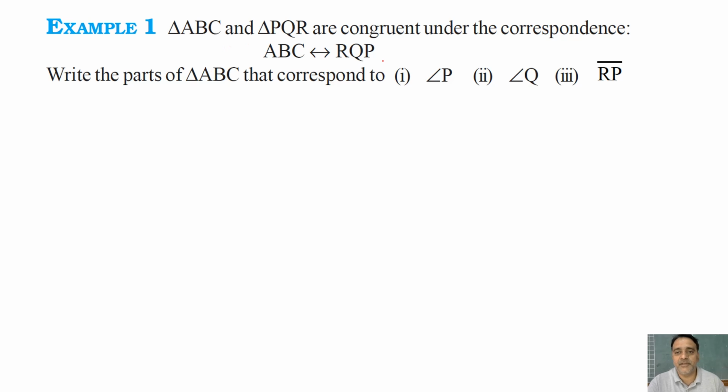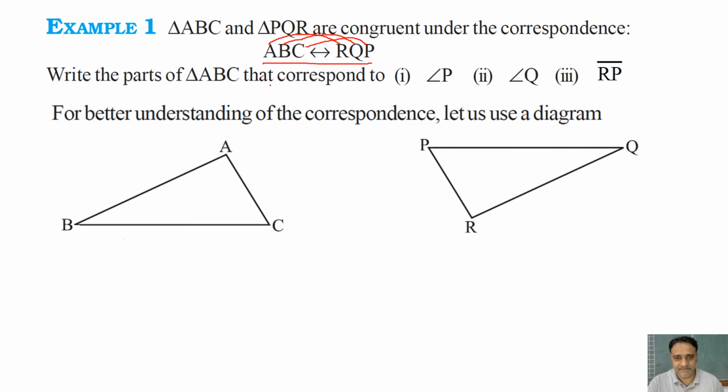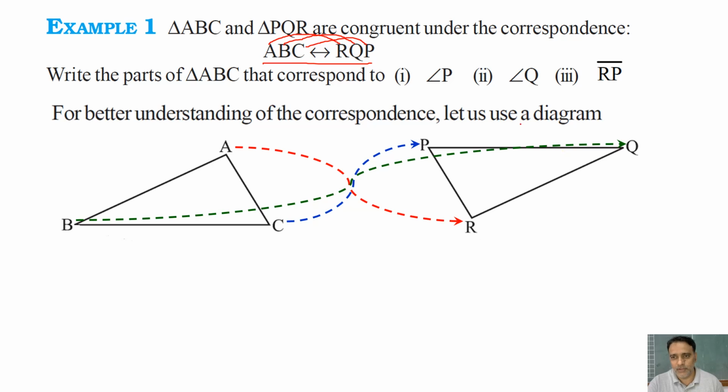Triangle ABC and triangle PQR are congruent under this correspondence. Correspondence means the corresponding vertex of A is R, of B is Q, and of C is P. See this diagram. So what is the corresponding part of triangle ABC which corresponds to angle P? Angle C. And for angle Q? Angle B. For side RP?